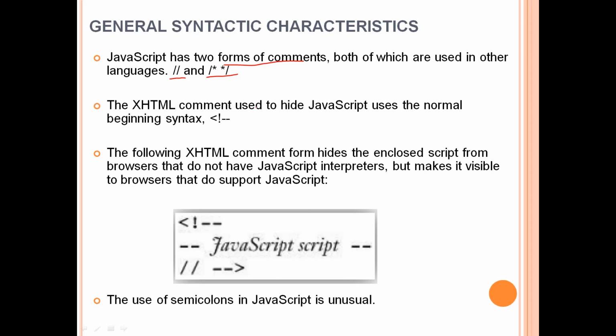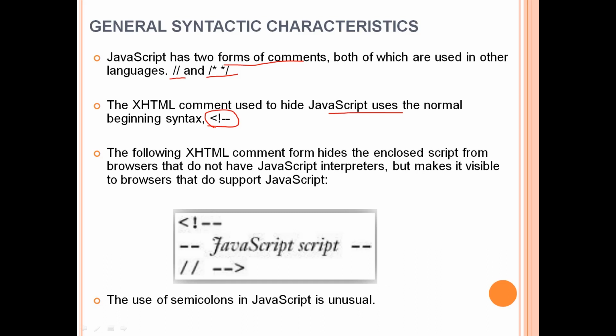Even the XHTML comment used to hide JavaScript uses the normal beginning syntax. So this is an XHTML comment which can be used to hide JavaScript, and JavaScript can be hidden because if a browser does not support JavaScript, if it doesn't have a JavaScript interpreter, then the browser may display the JavaScript code as it is on the web page.